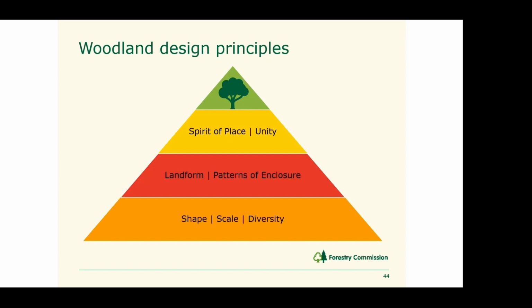And then the final 3 are shape, scale, and diversity. So these are the factors that always are relevant wherever you are. Scale in particular, you need to think about how trees grow and the shading effects if you've got open ground or edge or any other features. You need to think about design not from the day you're doing it, but how it changes over time.